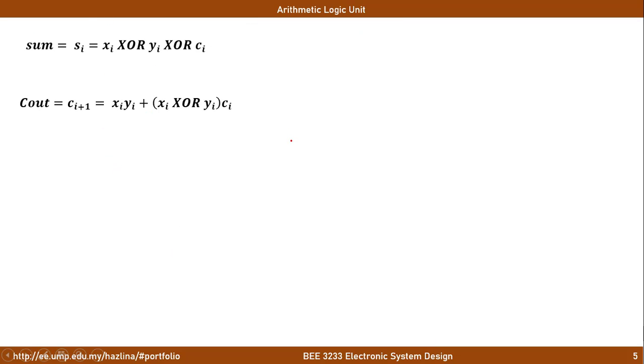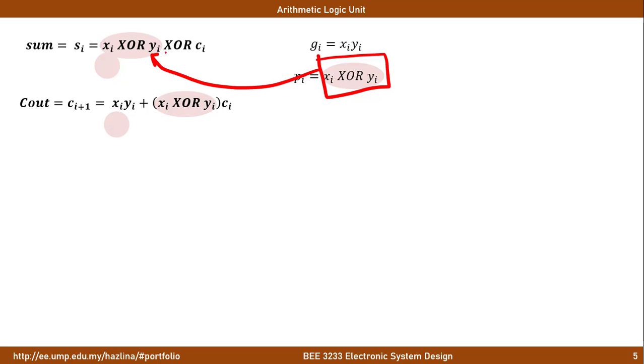So if we were to expand this into the following, we can see that the generation bit G is equivalent to Xi and Yi, whereas the propagation bit is equivalent to Xi, X or Y. Okay, so looking here, we can see that these properties are similar to these properties, whereas this is also similar with the Xi, X or Y properties.